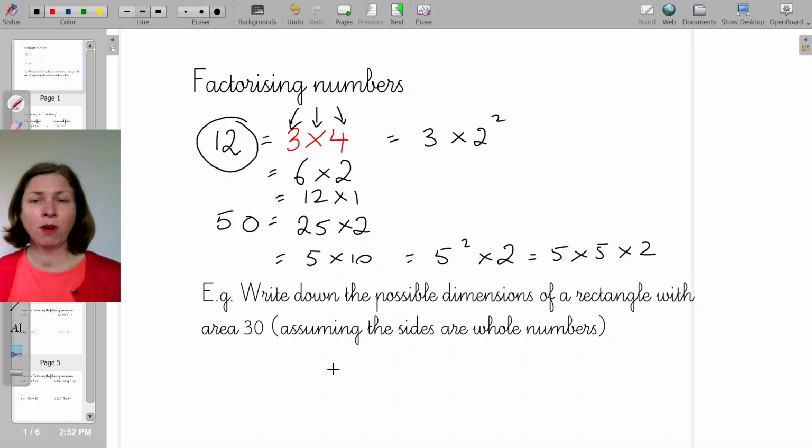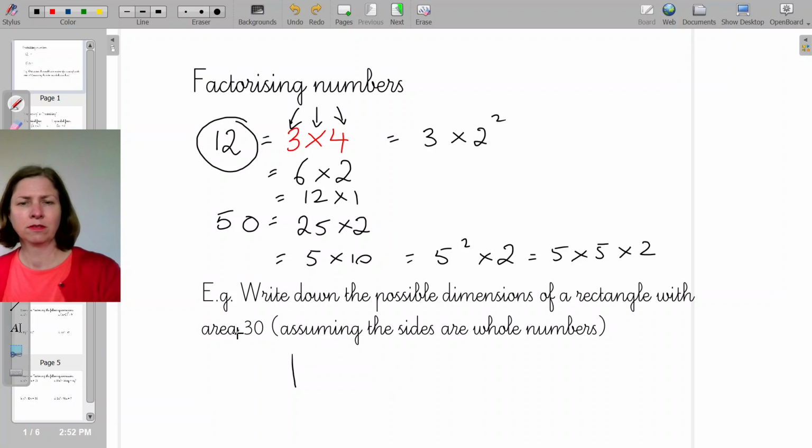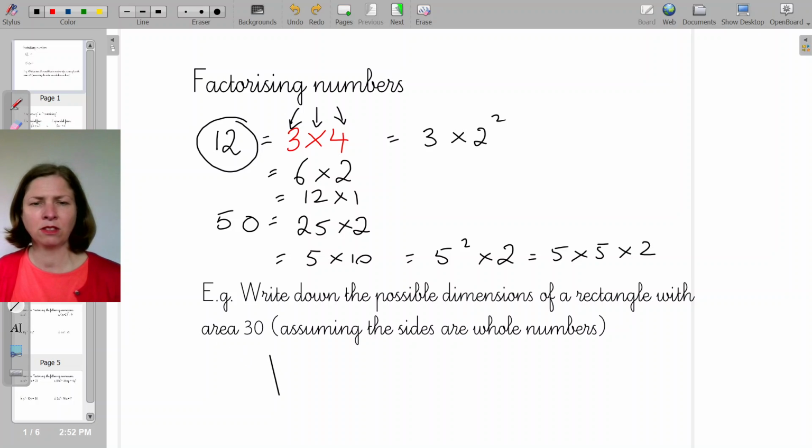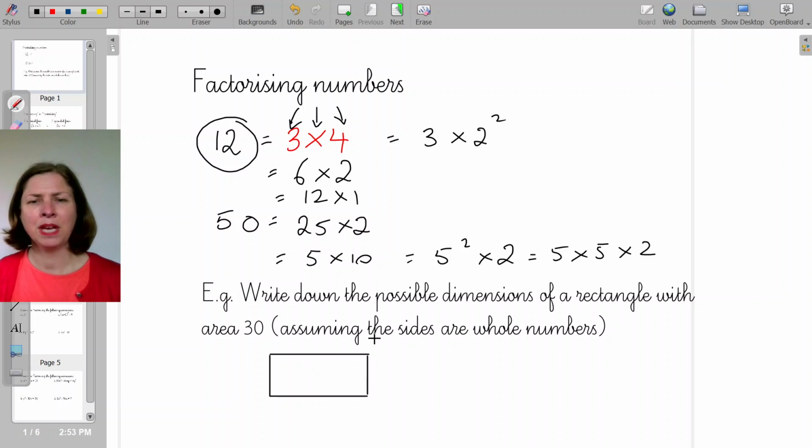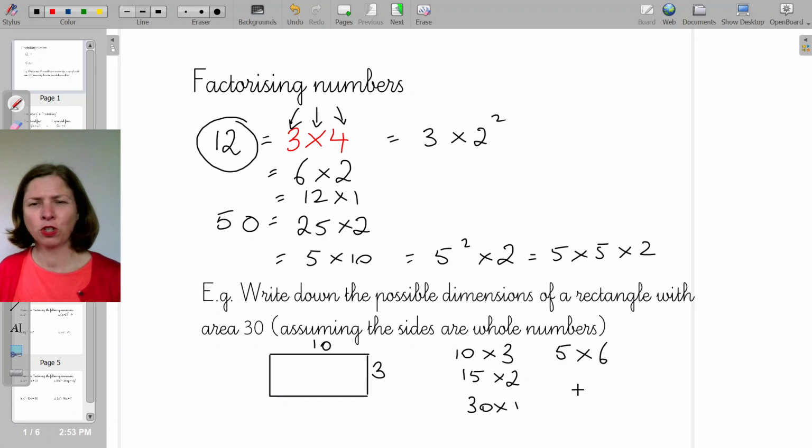So for example, write down the possible dimensions of a rectangle with area 30. So here's my rectangle. Let's try that again with some straight lines. That's better. What might the side lengths be if it's a rectangle and the area is 30? It could be 10 by 3. It could be 15 by 2. It could be 30 by 1. What other options are there? 5 by 6. Am I missing anything? I think I've got them all.